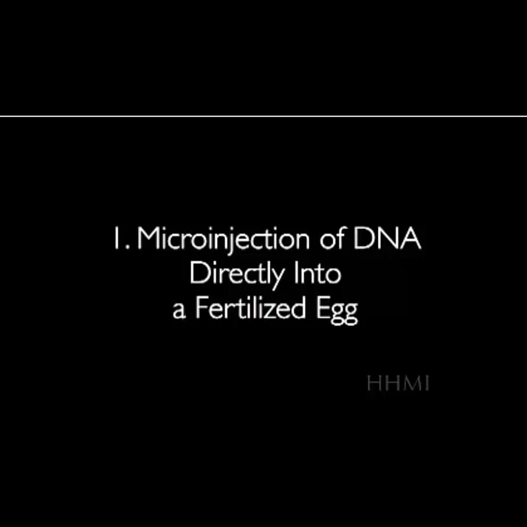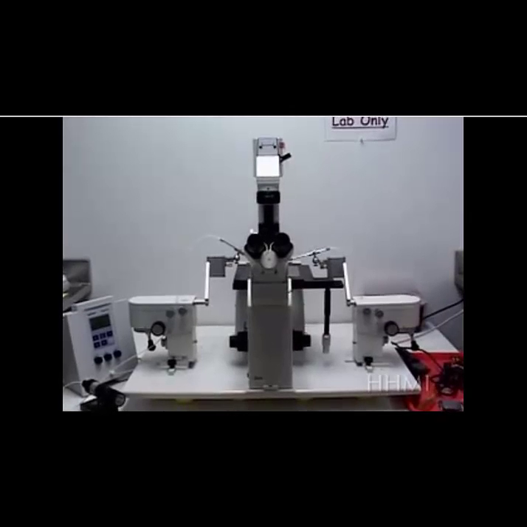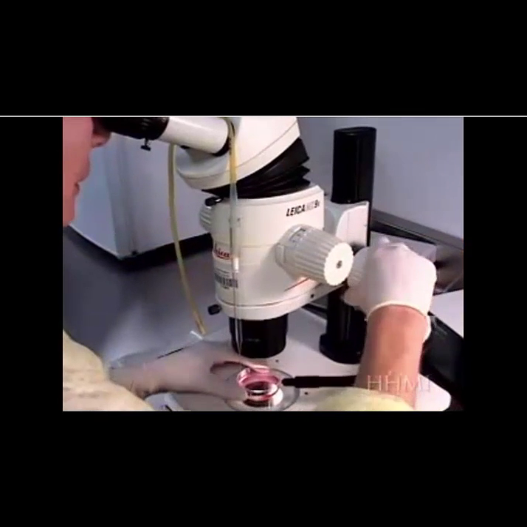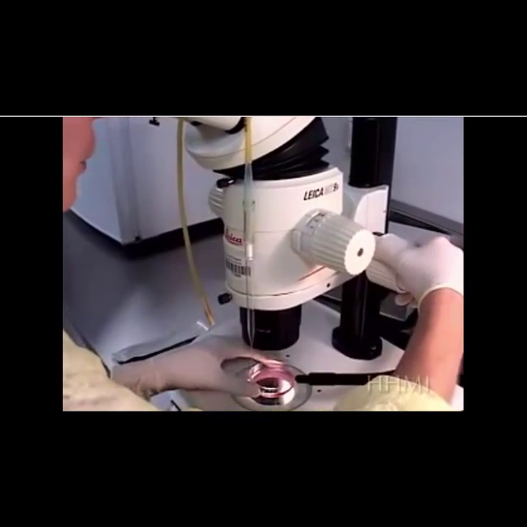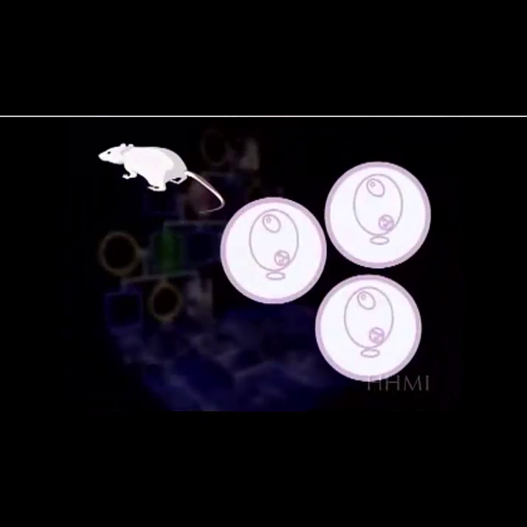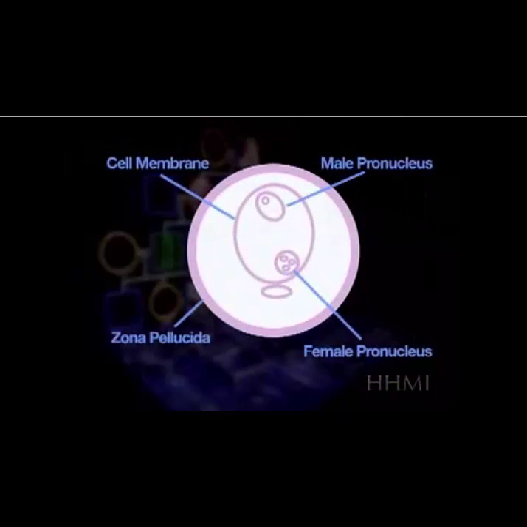First, a piece of DNA can be injected directly into a fertilized mouse egg using microinjection equipment like this. The injected DNA can become incorporated into a random location in the genome. In this method, fertilized eggs are collected before the paternal and maternal nuclei have fused. At this stage in development, each nucleus is called a pronucleus.